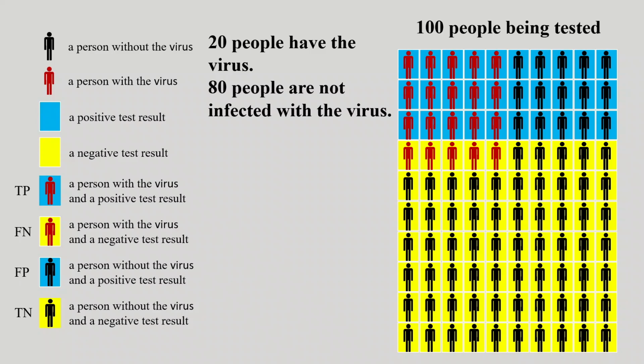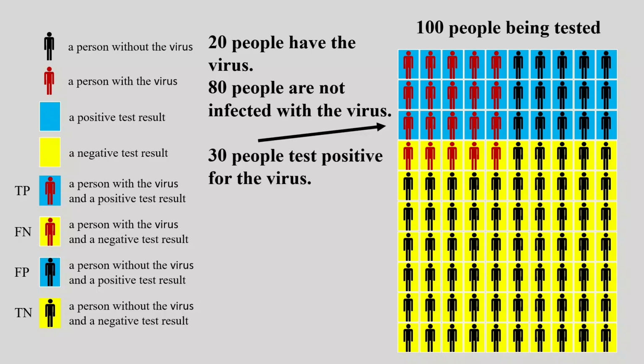A red figure on a blue background represents an infected person with a positive test result, a true positive test result. A red figure on a yellow background represents an infected person with a negative test result, a false negative test result. A black figure on a blue background represents a person without the virus with a positive test result, a false positive test, and a black figure on a yellow background represents a person without the virus with a negative test result, a true negative test result. In this scenario, 30 people tested positive for the virus and 70 people tested negative for the virus.